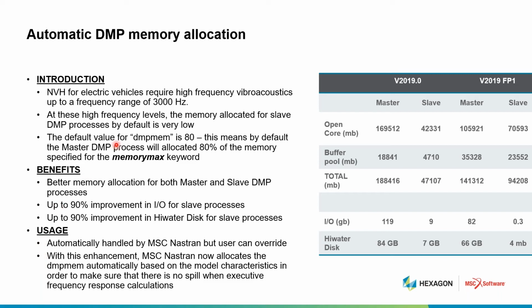So here is the comparison. For the master and slave, the memory allocation is way less here. The high water disk is 4 MB for slave, whereas in the 2019 version it was 7 GB, and 84 GB for the master, whereas it was 66 GB for the master in 2019 FE1 and the 2020 version.